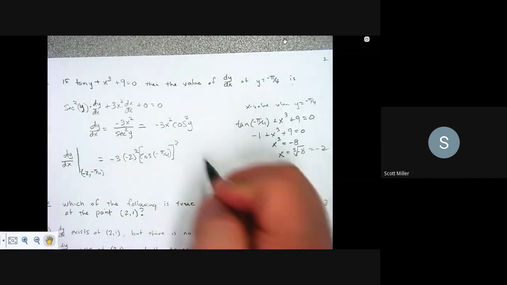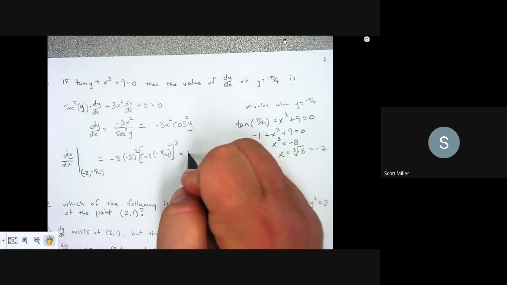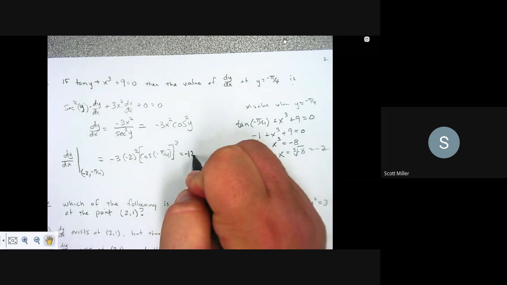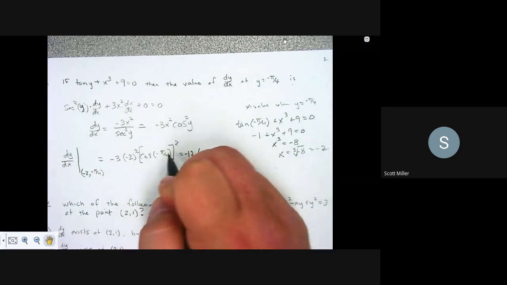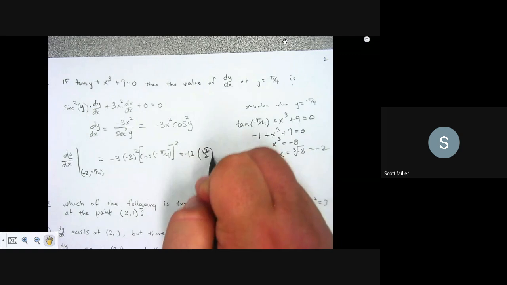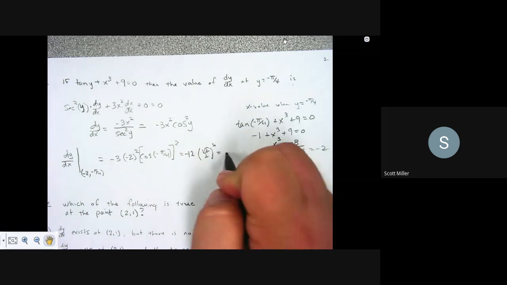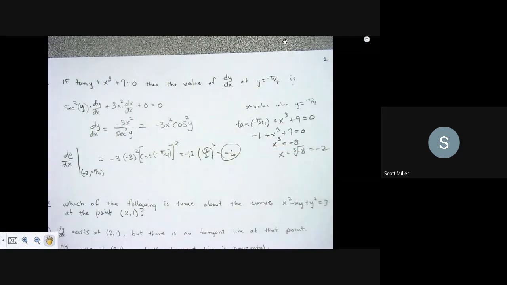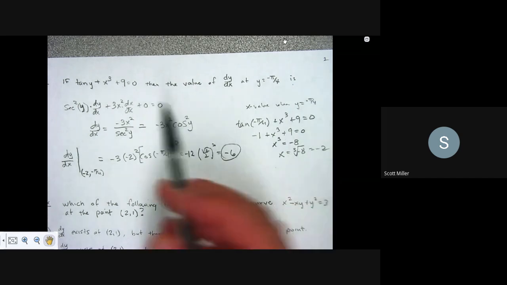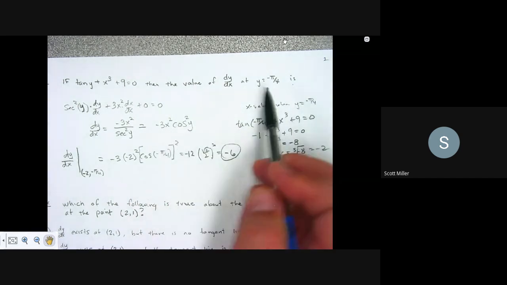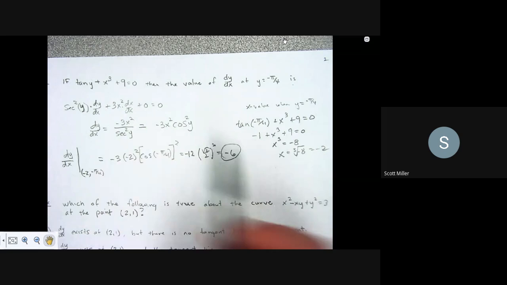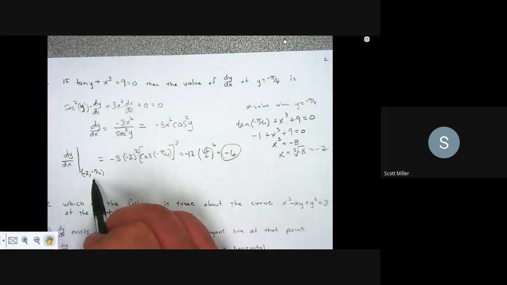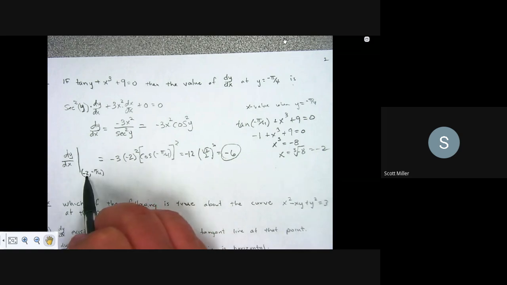When you work all that out, you're going to get negative 12. Cosine of negative pi over 4 is the square root of 2 over 2, and I'm squaring that. Work this all out, and you'll get negative 6. So that's how that works. A couple things to keep in mind: if you're looking for a point or you need to find an x or a y, given one of them, you use the original equation. This line means to evaluate. This down here means what you're going to plug in for, since there are two of them, the x and the y.